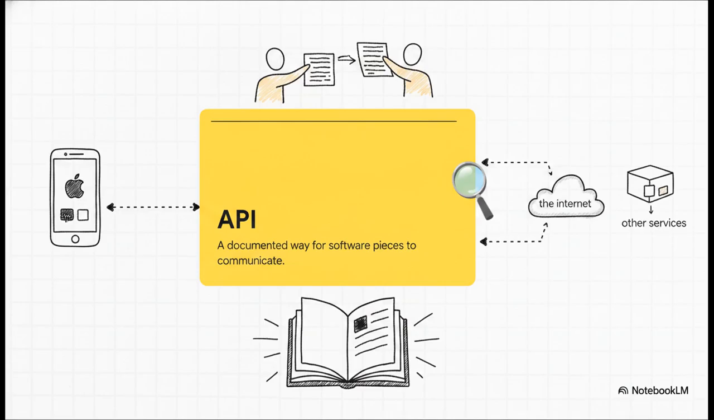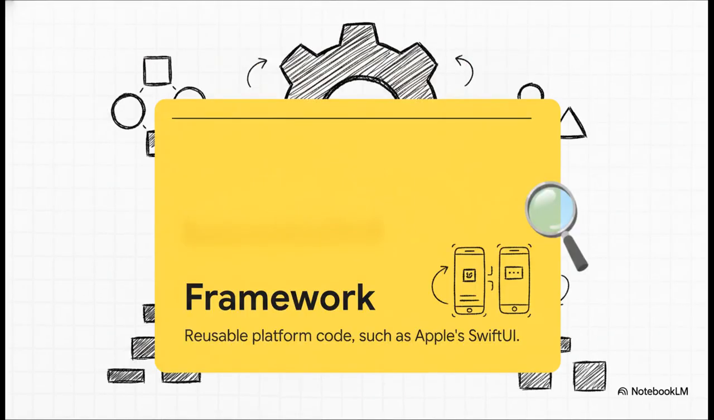Now, you're going to hear the term API constantly. Don't let it panic you. It's just a documented set of rules that allows two different pieces of software to pass notes to each other. Think of it like a waiter at a restaurant. Your app uses an API to ask the internet for some data, and the API brings it back to your table.